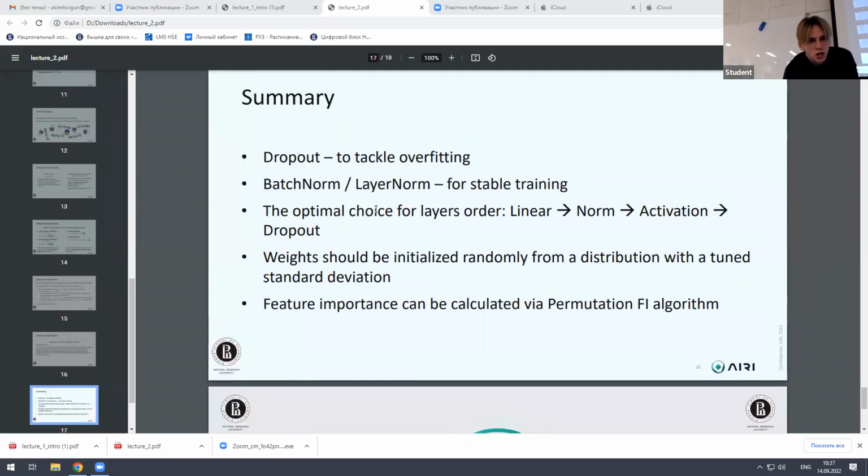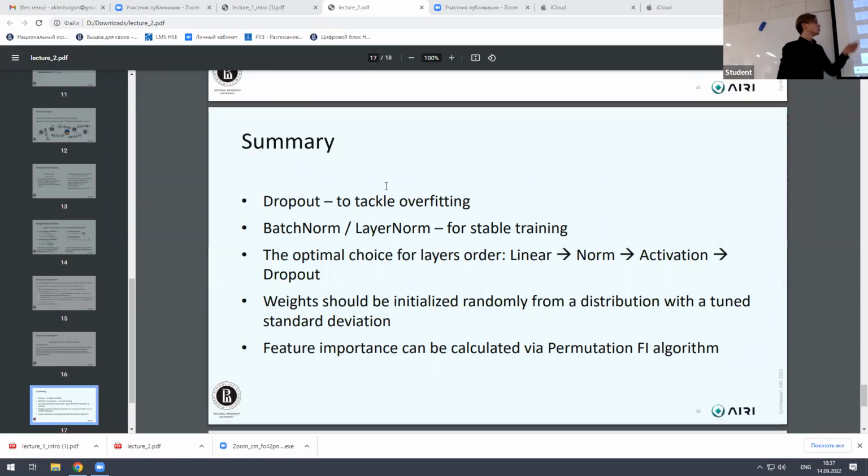So that's it, and just a small summary of our lecture. The dropout, we use it to tackle the overfitting problem, batch norm or layer norm for making the training stable, usually much faster. By the way, one fine note is about batch norm or layer norm. When using them, we do not need to take care about standardization and scaling our data before feeding into our neural network, because the scaling operation is done naturally in these layers.